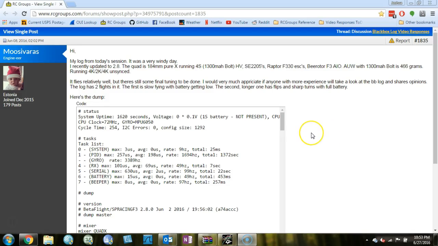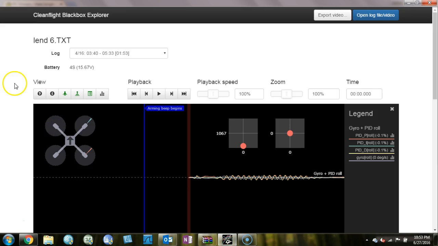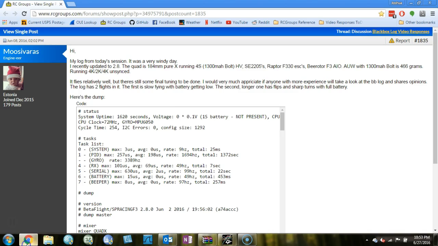Here's a submission from Moosivaras, and he's just asking about some ways to shape up the final tune. Let's take a look at the log and see if there's anything we can come up with. The log has two flights in it. The first is slow flying with the battery getting low, and the second one has flips and sharp turns with a full battery. So the second one is going to be the one we look at.